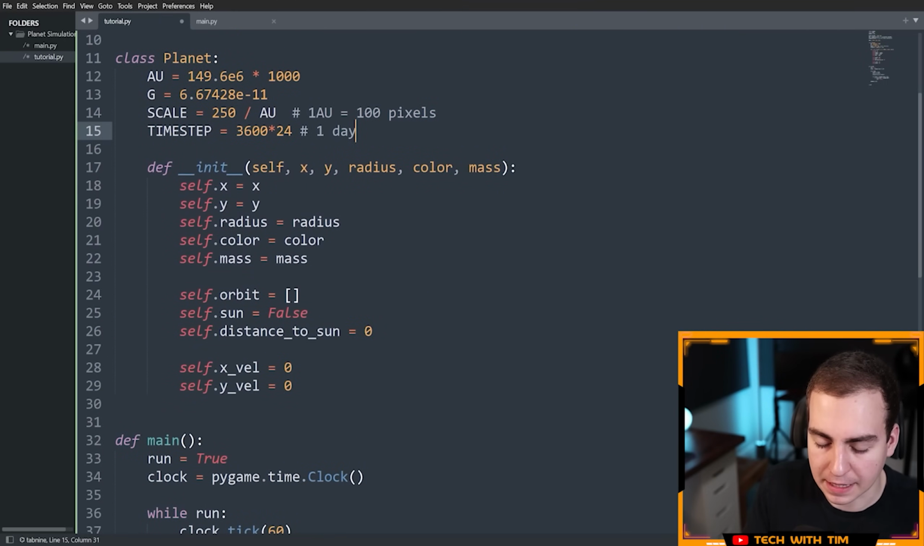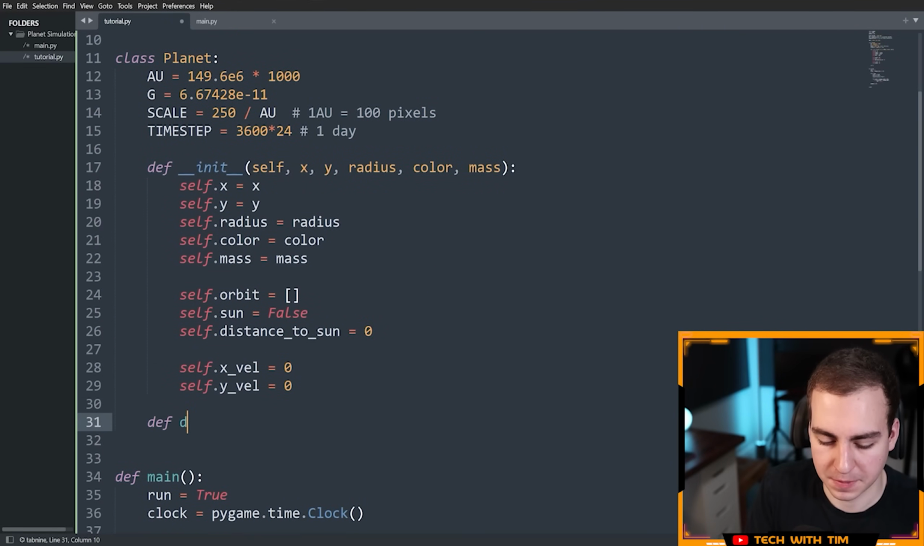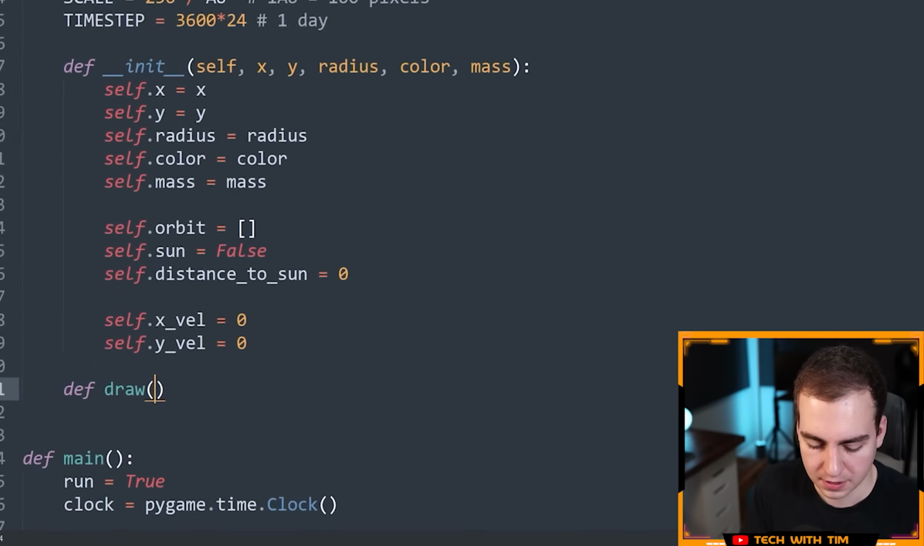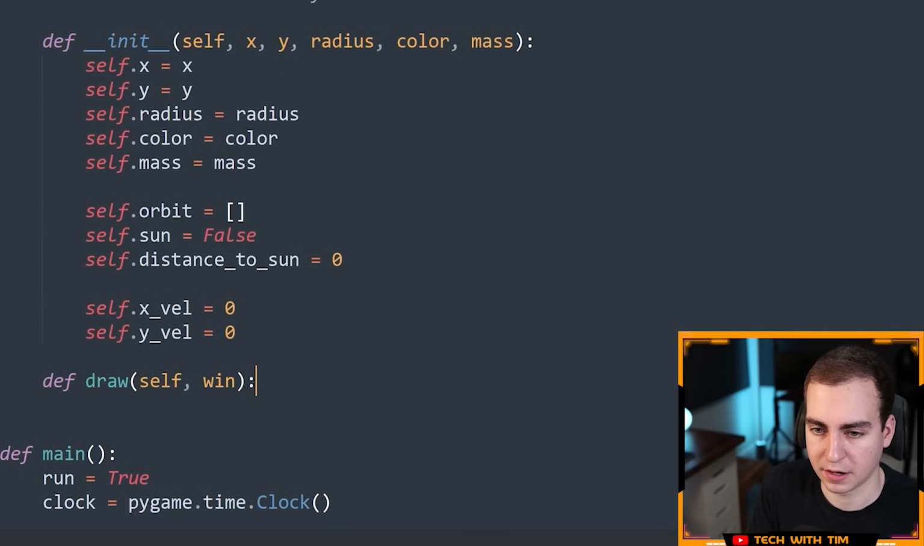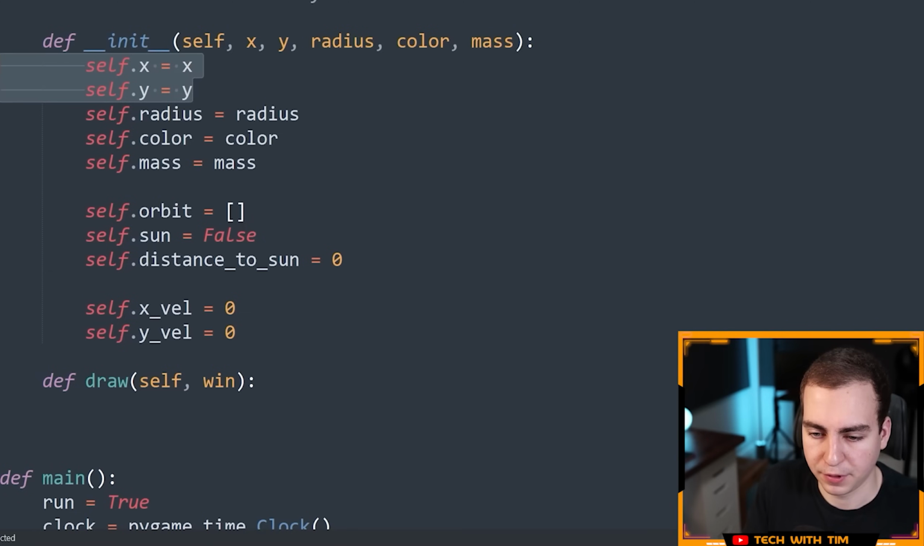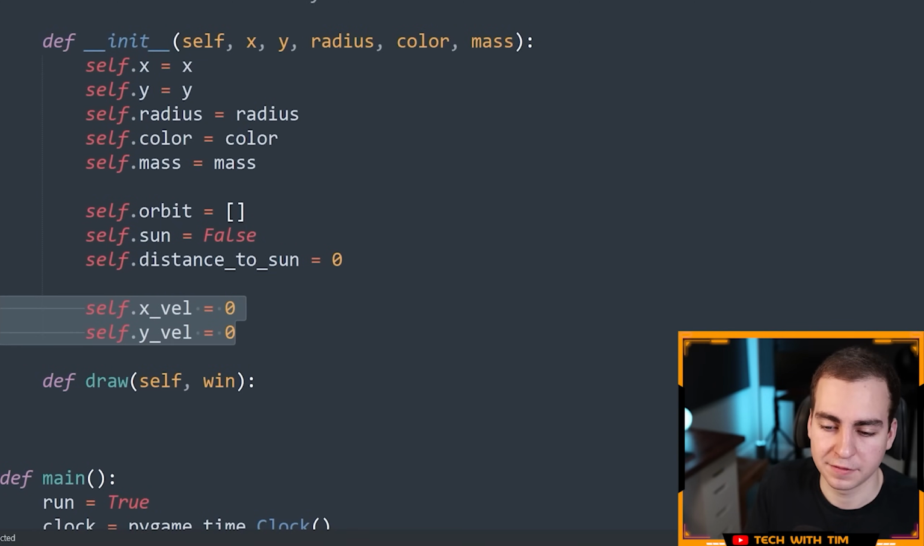That is a planet. Now, the next thing I want to do is implement a draw method. This draw method is just going to draw the planet on the screen. So what I'm going to do is say self, and then I'm going to take a window that I need to draw this planet on. The X and Y for my planet, as well as the X velocity and the Y velocity, are going to be in meters. So the number of meters that I am away from the sun. That's what X and Y is going to represent.